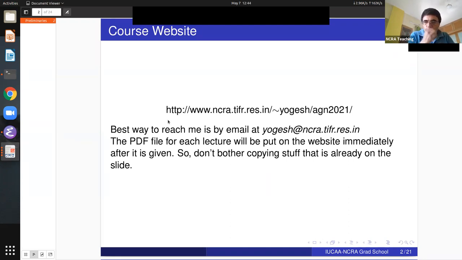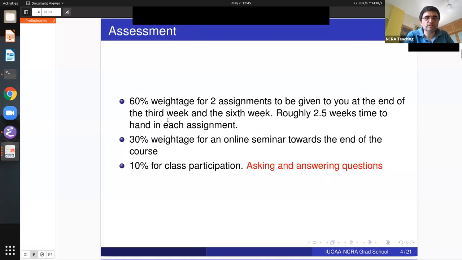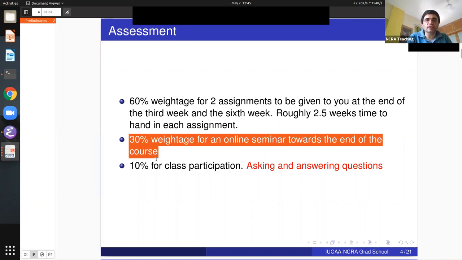So what I'm going to start doing now. Remember, you have a 30% weightage for an online seminar towards the end of the course. So for that, by this weekend, I will put up a list of important papers in the field of AGN. And I know all of you have different interests. So I'll put in some real theoretical papers. I'll also put in some observational papers. So you can choose whichever you like best.